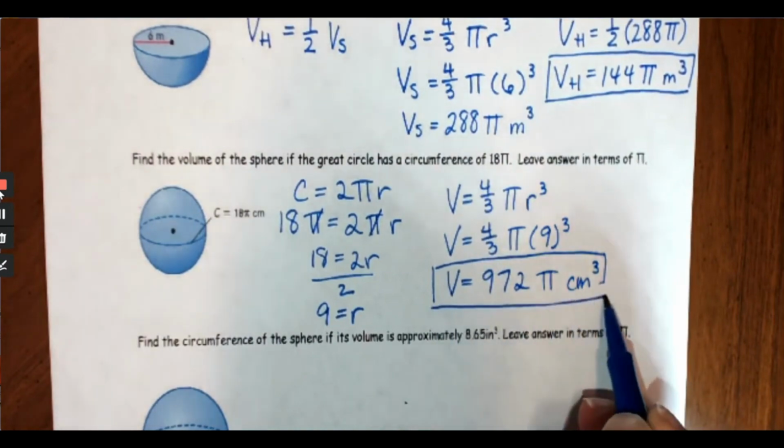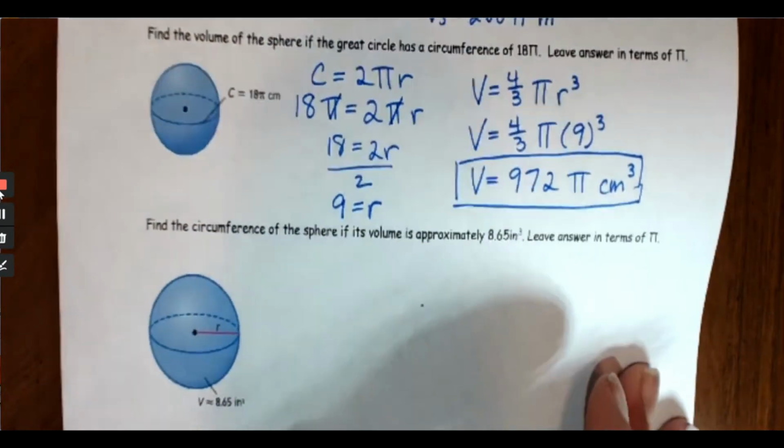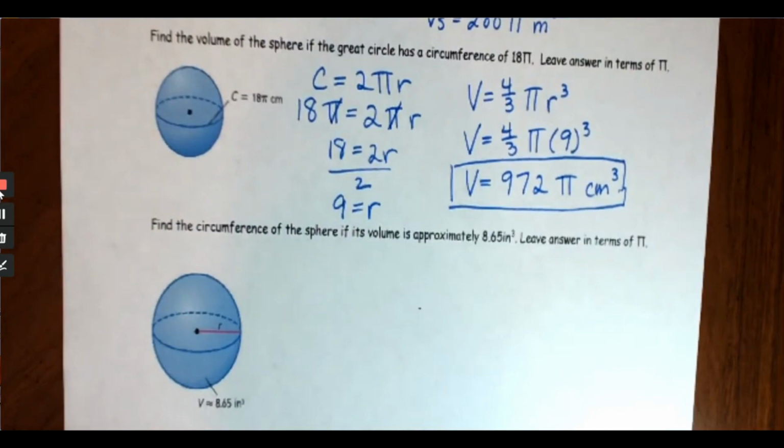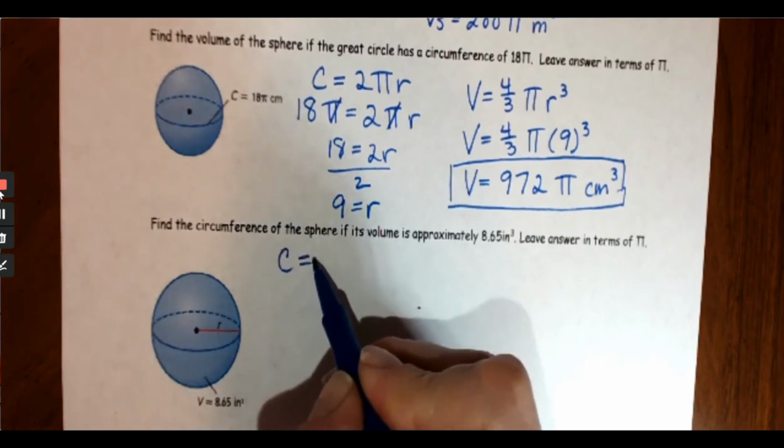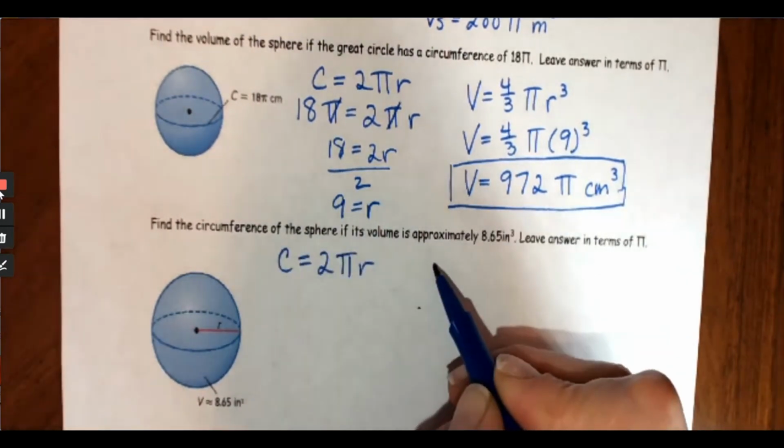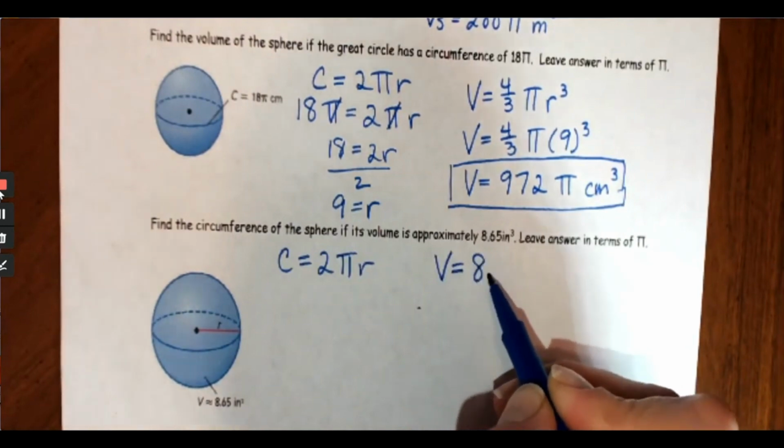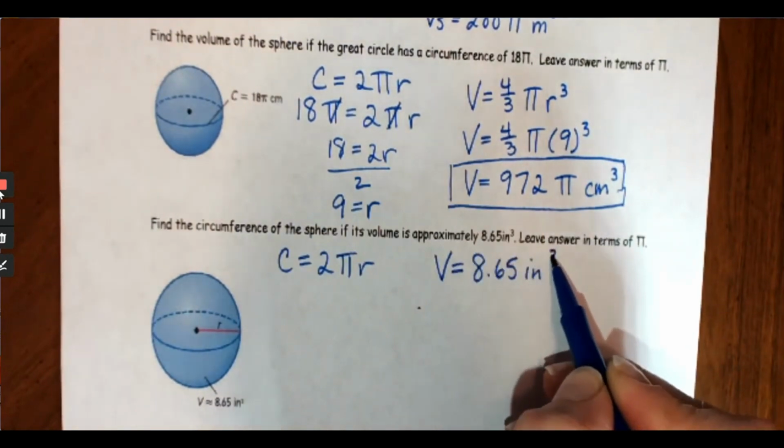Now for our last example, this time it wants us to find the circumference of the sphere if its volume is approximately 8.65 inches cubed. Leave our answer in terms of pi. Now, the circumference of the sphere is basically going to be the same as the circumference of the great circle, right? Because the circumference of the sphere is the length around it at its widest point. This time, we're looking for that 2 pi r, but we've been given the volume is 8.65 inches cubed.